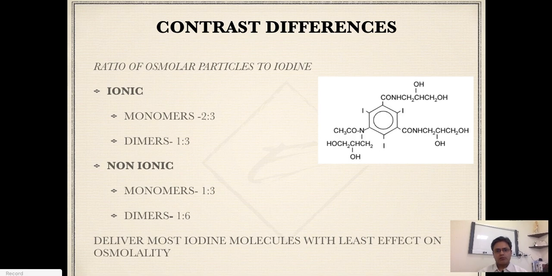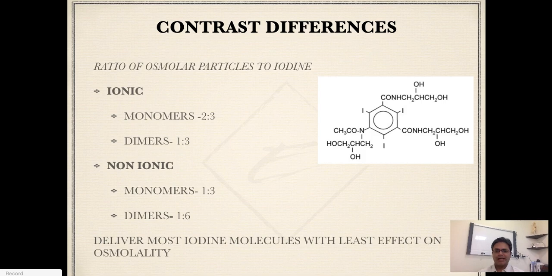So let's talk about ionic contrast agents. Ionic contrast agents would have two particles because they'll have cations and anions. And let's say there are monomers. Monomers means there is only one benzene ring. So an ionic monomer would have one benzene ring but two osmolar particles. The one benzene ring would give us 3 iodine. So if you talk about the ratio of osmolar particles to iodine, what we are getting is 2 osmolar particles, which are the anions and the cations, and 3 iodine molecules, which gives us a ratio of 2 osmolar particles to 3 iodine molecules.